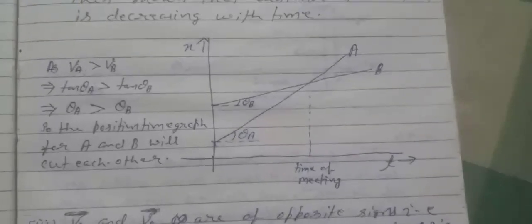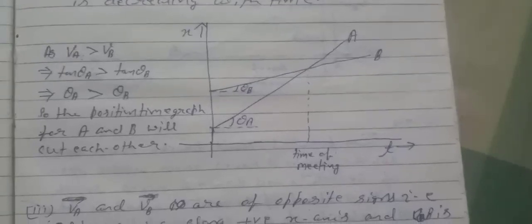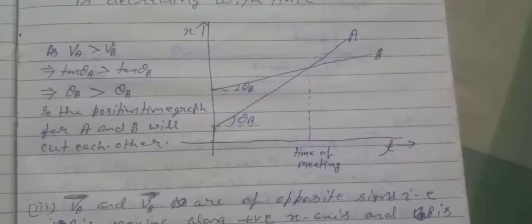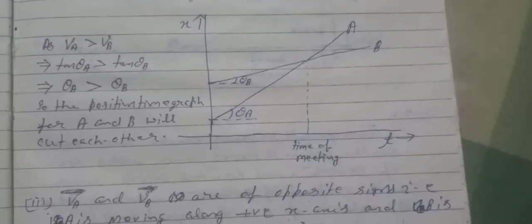As VA is greater than VB, tan theta A is greater than tan theta B. This implies theta A is greater than theta B. So the position time graphs for A and B will cut each other. The cutting point shows the time of meeting.